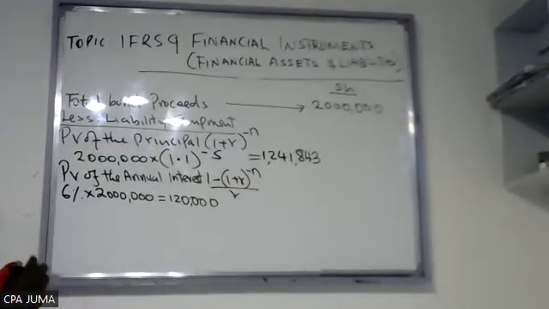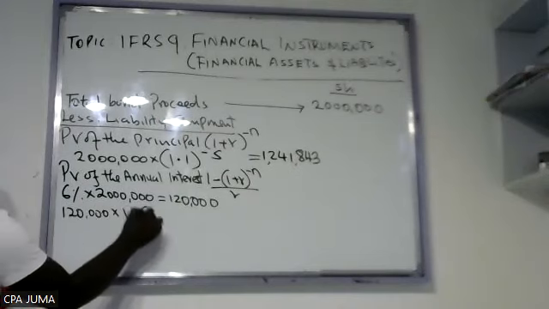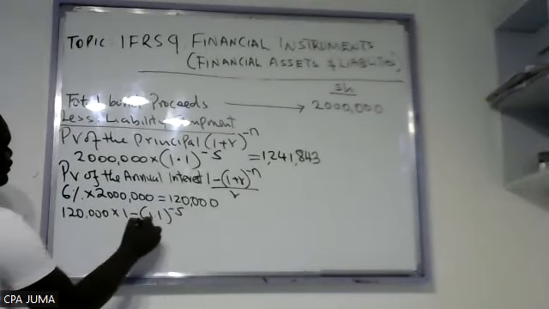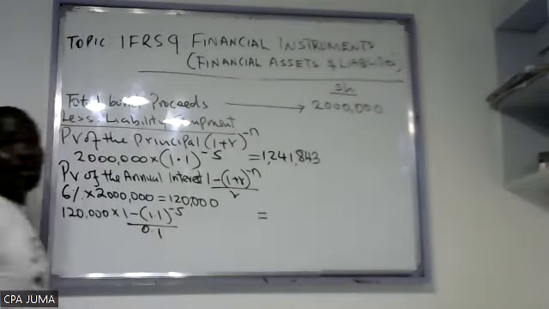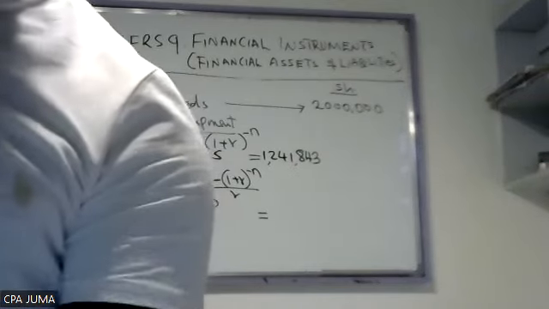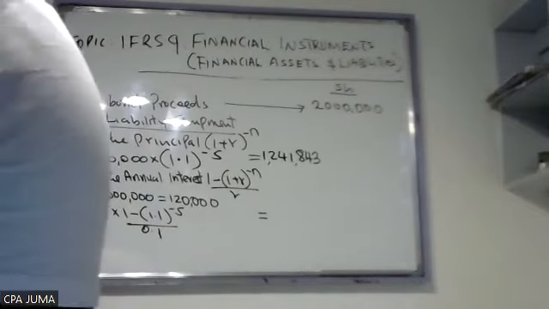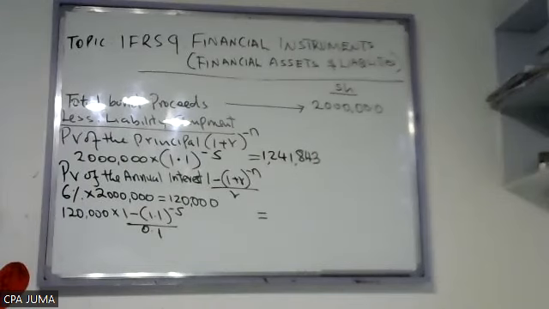So it means it will be 120 times (1 minus 1.1 to the power negative 5) divided by 0.1. Help me with that figure. Then we shall go for prayers, we come back for something else. How much is that discounted?